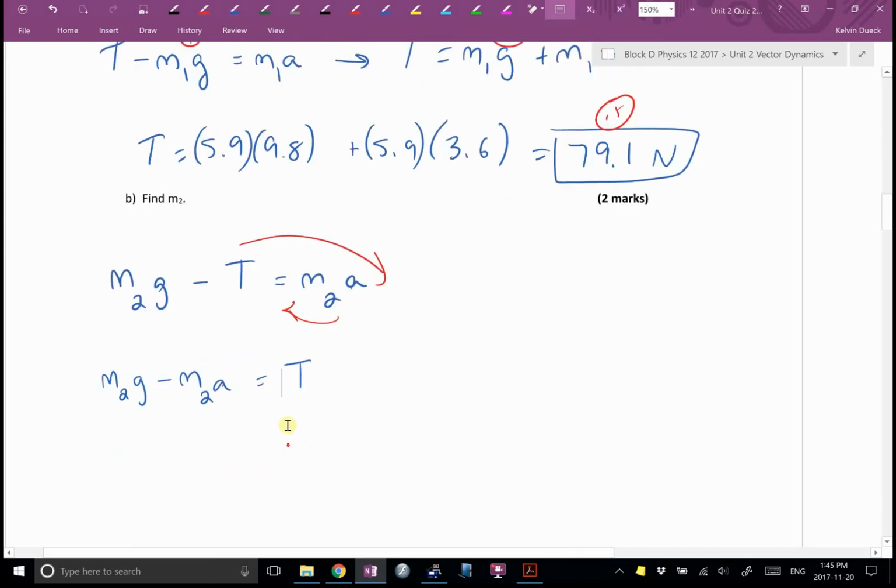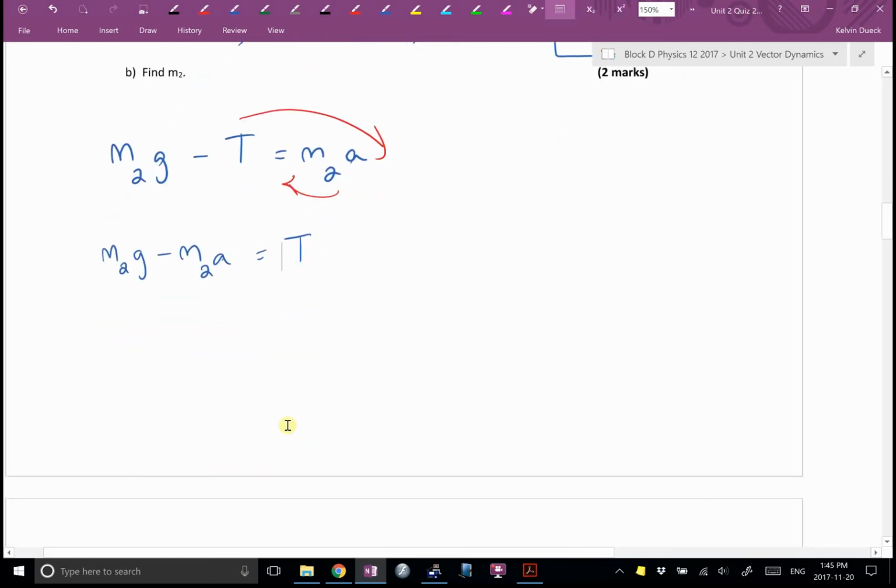How many M2s do I have, Caleb? 2. How many would I prefer? 1. Be wonderful, a grade 9 mathematical operation that I could pull out of my back pocket, as it were: M2 bracket G minus A. No greatest common. So I'm going to get M2 equals tension divided by G minus A.